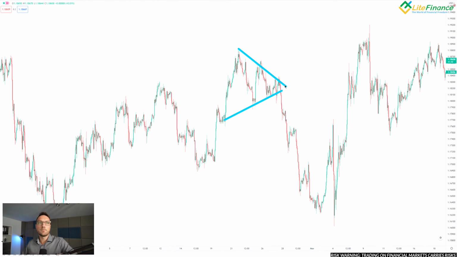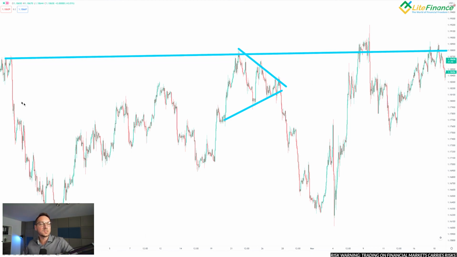But as you can see, on the bigger picture, continuation patterns most often don't work that perfectly, especially when they are created along some strong resistance level. So they don't necessarily suggest the continuation, as you can see based on this example.